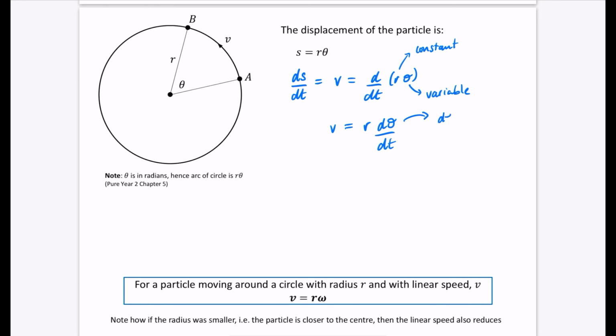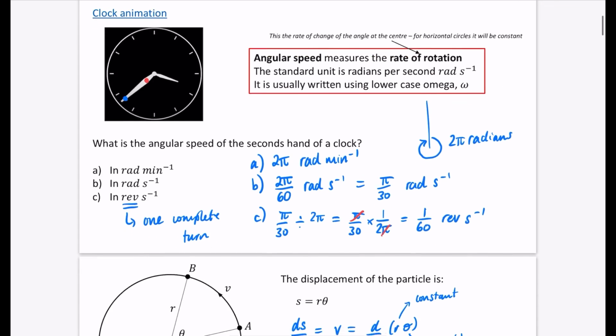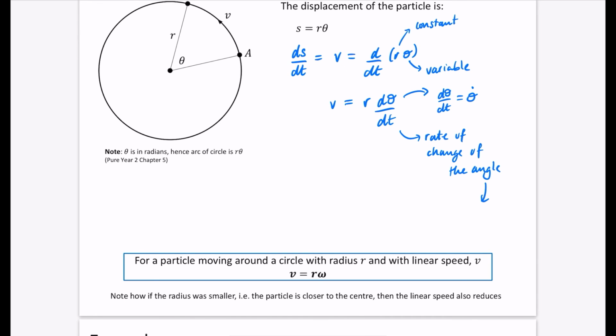Now, sometimes d theta by dt, you might see it written somewhere in the textbook with a theta with a dot above it. If you've never seen this dot notation, it just means that something has been differentiated with respect to time. Now, this last thing I'm going to label is that d theta/dt is the rate of change of the angle. And the rate of change of the angle is what we looked at on the previous chapter. The rate of change of the angle at the center is the angular speed, which we're going to use lowercase omega for. So we're going to say that this is the angular speed. Hence, we can just say that it is omega. So v equals r omega.